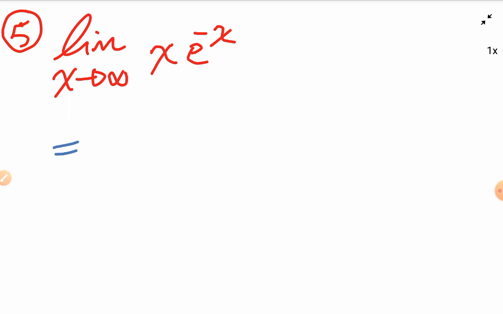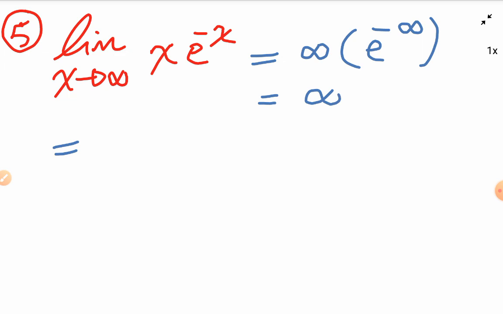To find the value of this limit, we will use direct substitution, which is infinity for x and e to the power of negative infinity, and e to the power of negative infinity is what? 0. This type is called indeterminate form. Infinity times 0 cannot be determined by using inspection.